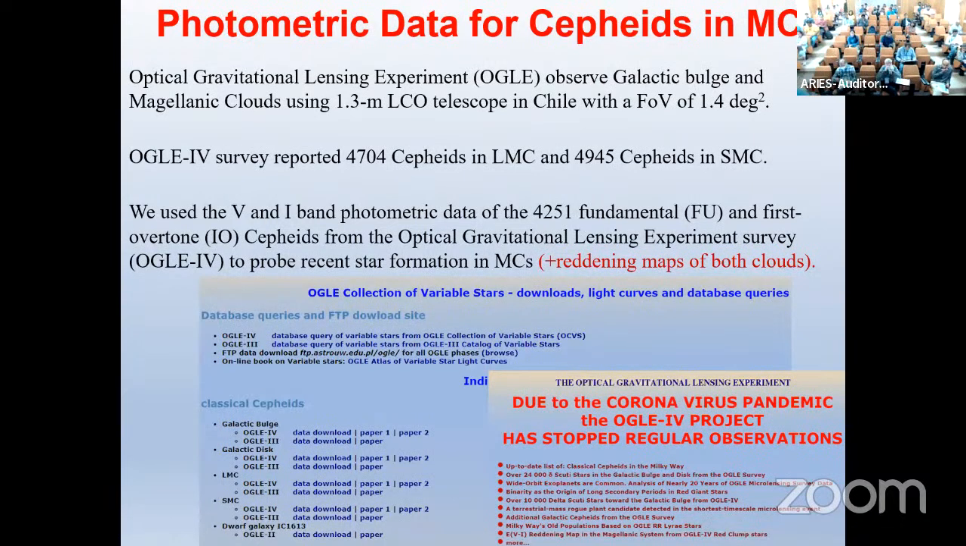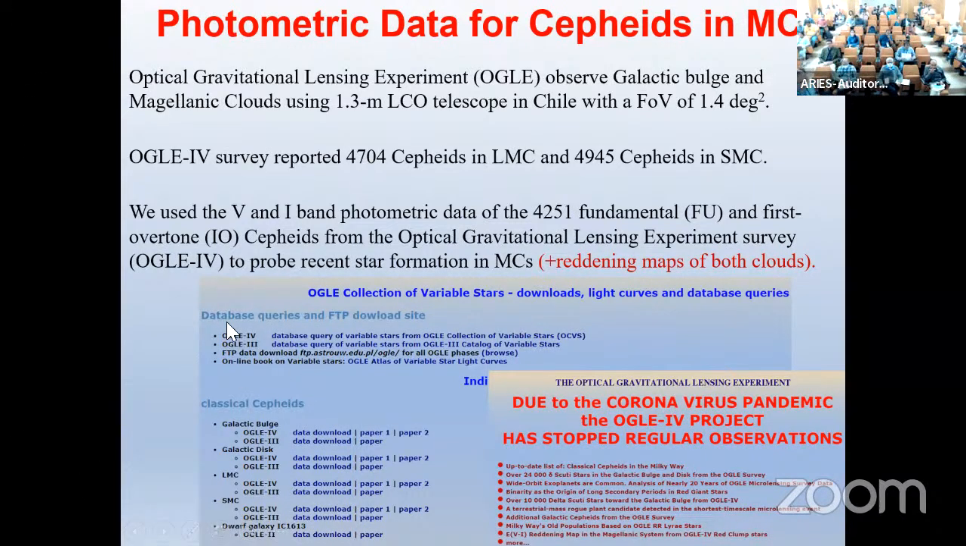The recent release, OGLE-4, has almost 4,704 Cepheids in the LMC and 4,945 Cepheids in the SMC. We have used this sample of Cepheids to understand the star formation activity in the Magellanic Cloud. As you can see on this OGLE site, it gives you various data like Cepheids, RR Lyrae stars, and other stuff, for the LMC, SMC and galactic bulge.